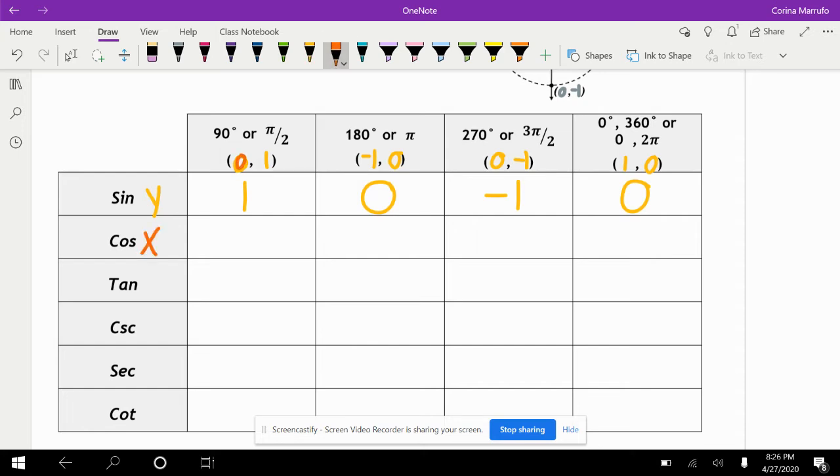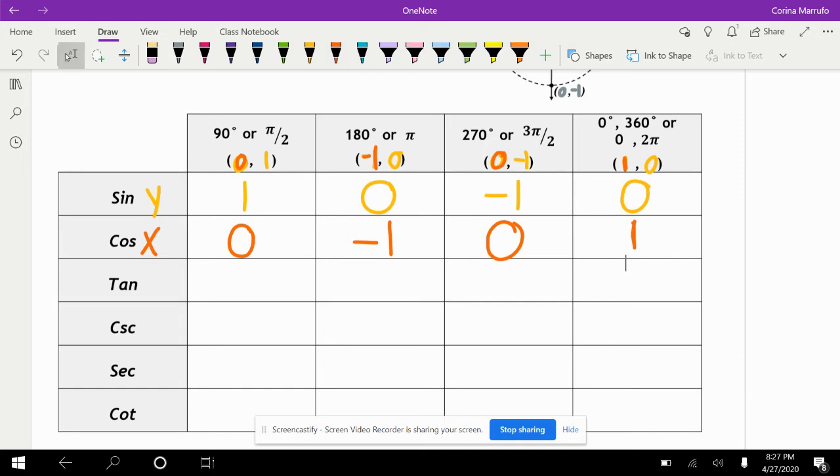So if I look here, my x value was 0. So cosine of 90 degrees is equal to 0. Cosine of 180 degrees, my x value here is -1. So cosine of 180 degrees is -1. Cosine of 270 degrees, my x value here is 0. So this is going to be 0. And then cosine of 360 degrees or cosine of 0 degrees is equal to 1.